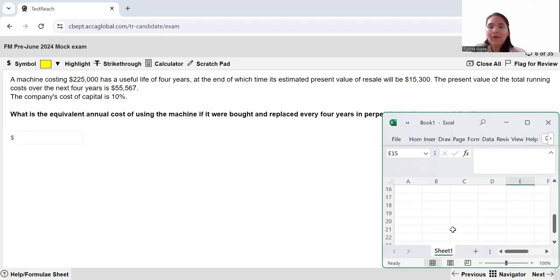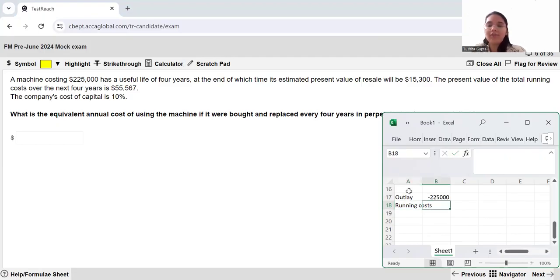So now we come back to our Excel. This question involves numbers. Firstly, we need to find out the NPV. So how do we find out the NPV? Number one is our initial outlay. Initial outlay will be presented as a negative figure because this represents money going out of our business. So minus 225,000.